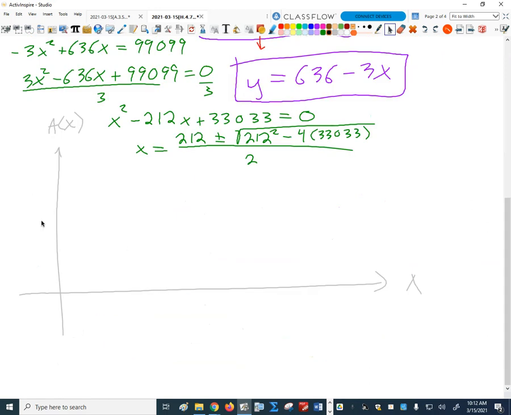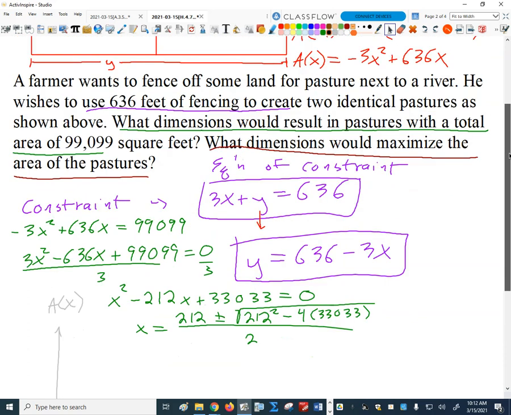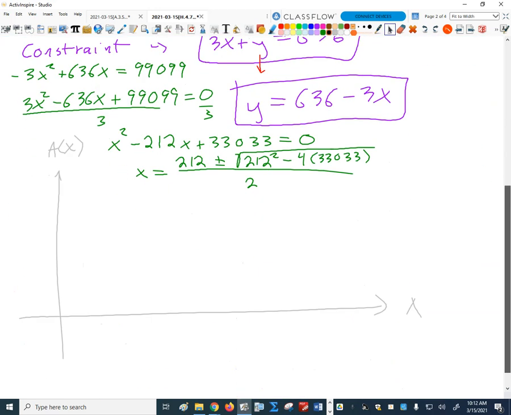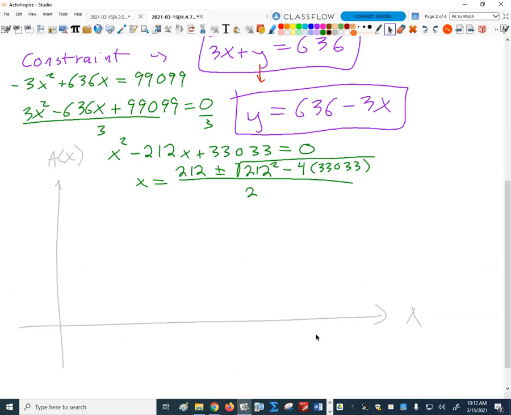So let's think about what our area function graph would look like. It's going to be a parabola that opens down, right? If I'm trying to find the conditions that are going to maximize the area, where is that going to appear on my graph? My graph is area versus x, right? So my input is x, the width of the pasture, and my output is area.